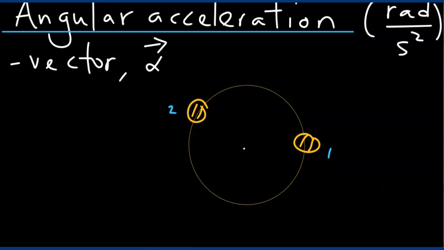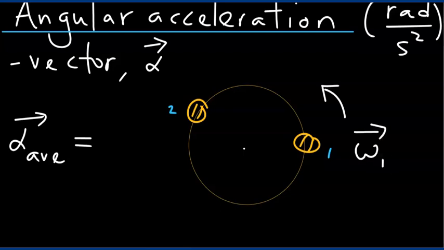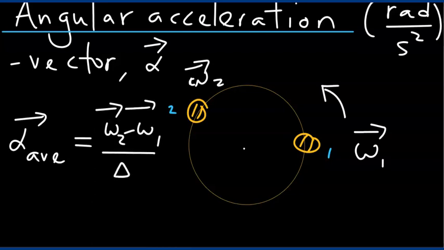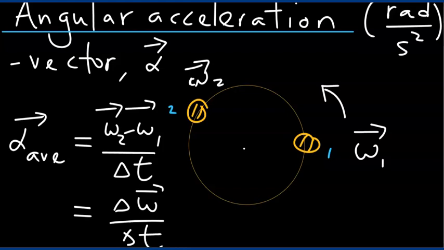How to quantify the angular acceleration? The average angular acceleration of an object that is moving like that, let's say at point 1 its angular velocity is omega 1, at point 2 its angular velocity is omega 2, then the average angular acceleration for this motion between point 1 and point 2 is given by omega 2 minus omega 1 over the time interval for the object to go from point 1 to point 2, or we can simply write delta omega, the change in angular velocity over the time interval for that change to take place.